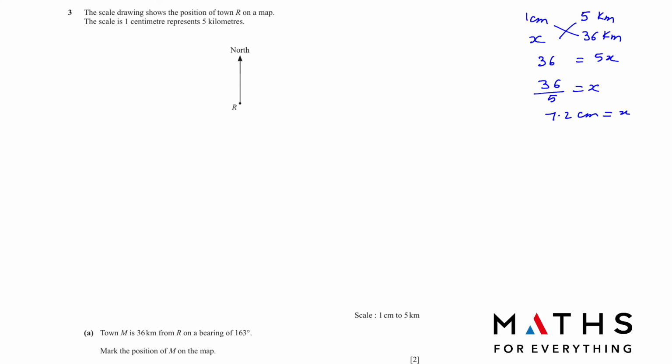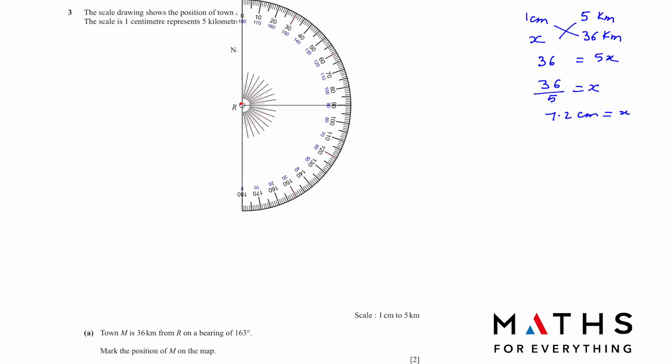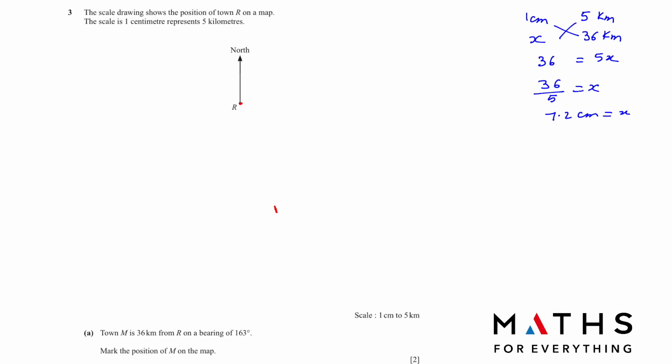That's our distance. Then we have, it is on a bearing of 163. We have to put the protractor. Mark the position 163. As you can see, it's somewhere here. Using the ruler, now mark 7.2 centimeter from R, passing through the point that we had marked. So we will have it here. This is our M.